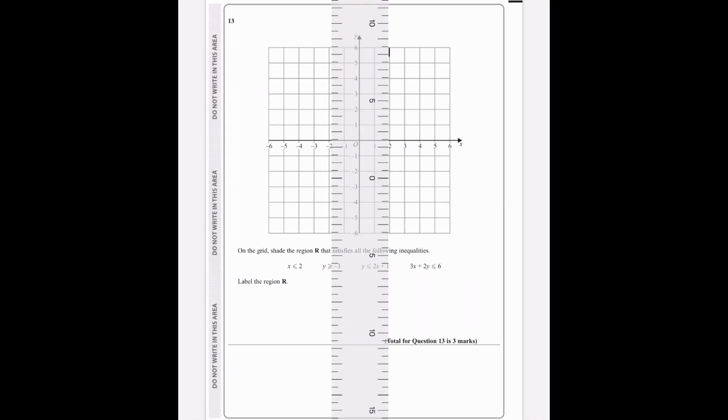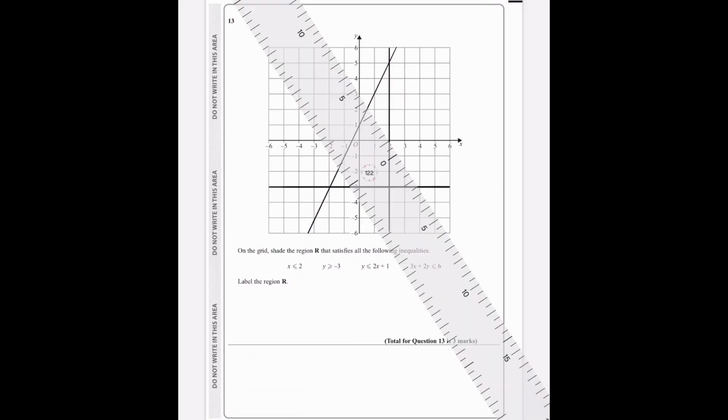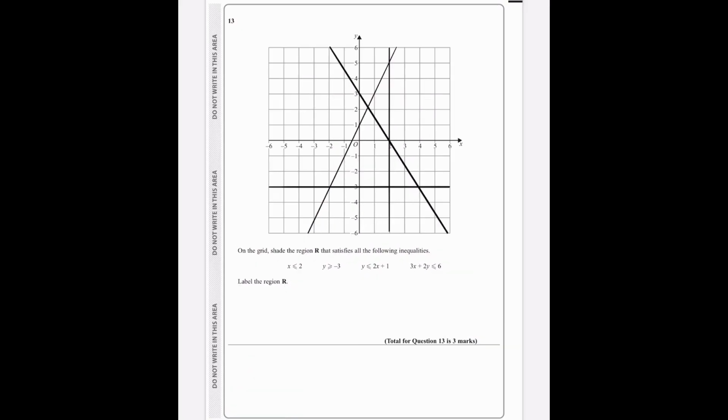Okay, for the inequalities, let's draw the lines. So there's x equals 2, we've got y equals negative 3, we've got y equals 2x plus 1, and 3x plus 2y equals 6. Then you can test a point, whatever way works for you, testing a point on all of them. The point 0, 0 will work in all of them, so you know that's in the region we want, and then do your best job at shading it in, and then labelling it R. There we go. Should look something like that.